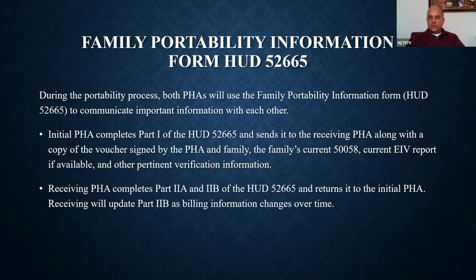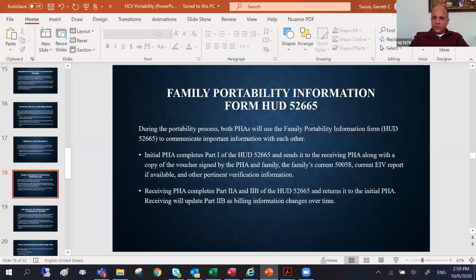Other documents that the initial PHA may send to the receiving PHA will be the EIV report that's available, and any other pertinent information, which may include verification information supporting the income determined by the initial PHA. The receiving PHA will complete parts 2A and 2B of the form and return it to the initial PHA. The receiving PHA will also update part 2B as billing information changes. What I'm going to do really quick is break from my presentation here and pull a copy of the form just to show you what it looks like.